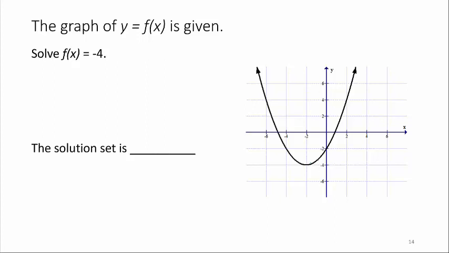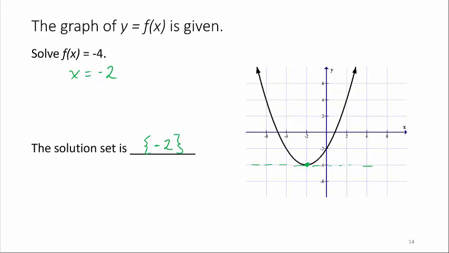Okay, where is negative 4? Down here. Now I want to know with an equality, where does that line cross? What are the x values where those intersect? And it only intersects once, at x equal -2. So the solution set is -2. I'm just going to put it in little set brackets there.